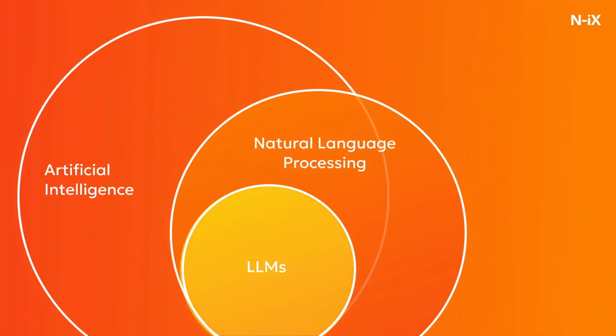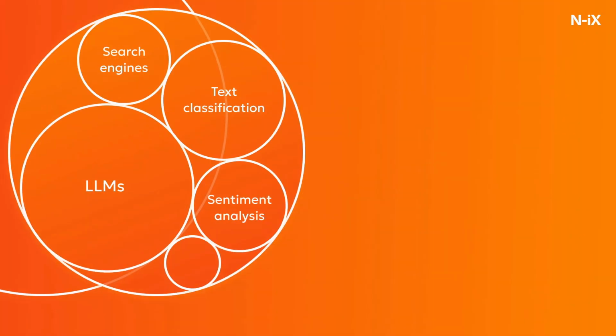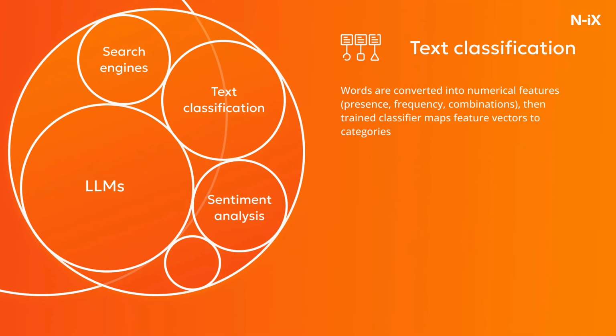LLMs are the most advanced approach to NLP, but it doesn't mean everything that came before is now irrelevant. Other types of NLP are still widely popular. Social media platforms use text classification to moderate content. These are very small machine learning models that learn to sort things into categories, like needs moderation, doesn't need moderation, based on the patterns they found in the training data.